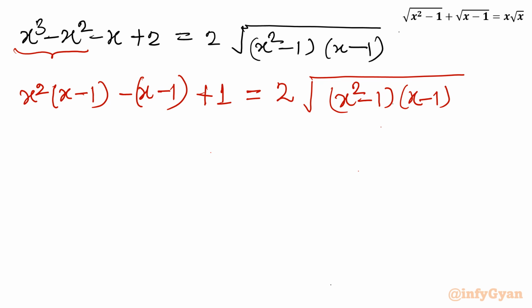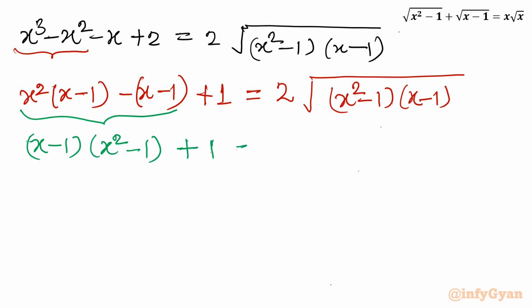Now you can expand and check whether it is matching with the original one or not. x square times x, x cube; x square times minus 1, minus x square; minus x; plus 1 plus 1, so 2 is there. Absolutely right. Now from the first two terms we can see x minus 1 is common. So let me take x minus 1 common out. What is left? x square minus 1 inside the bracket plus 1 equal to 2 times square root of x square minus 1 times x minus 1.